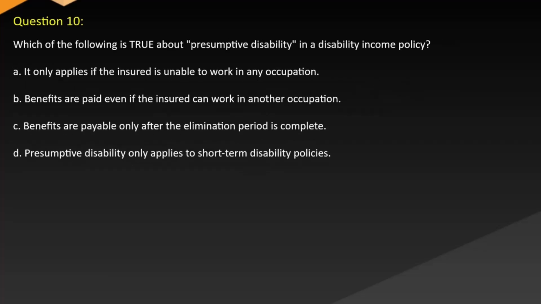Question 10. Which of the following is TRUE about presumptive disability in a disability income policy? A. It only applies if the insured is unable to work in any occupation. B. Benefits are paid even if the insured could work in another occupation. C. Benefits are payable only after the elimination period is complete. D. Presumptive disability only applies to short-term disability policies.